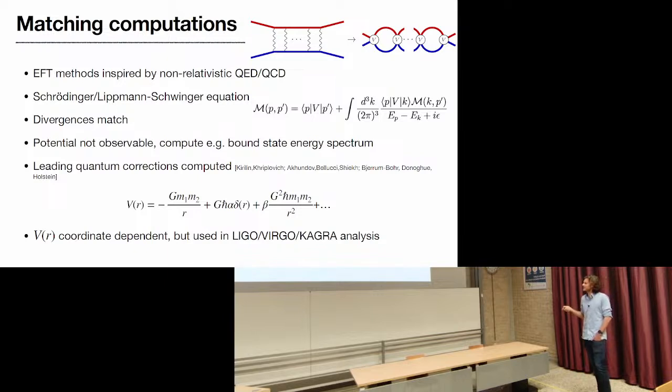It's very nice because it's very close to what the analysis actually wants, because the output of this computation is the potential. The small issue with that is that the potential still is not really observable, so it still carries some coordinate dependence, which we don't really like.